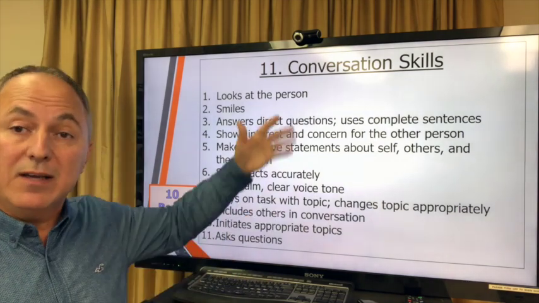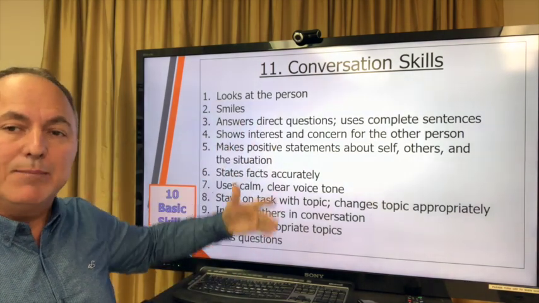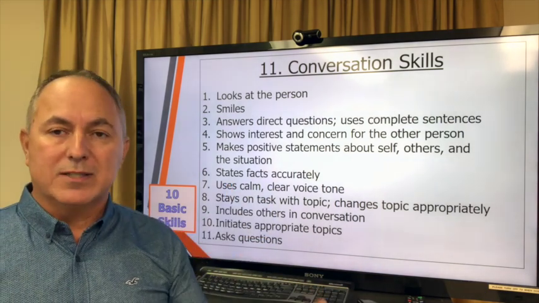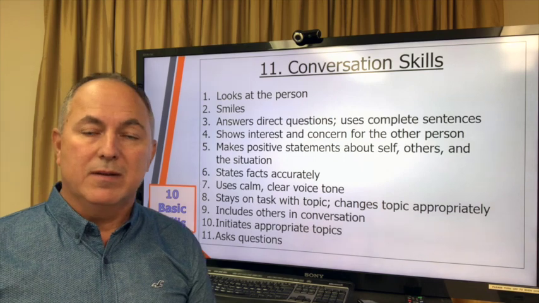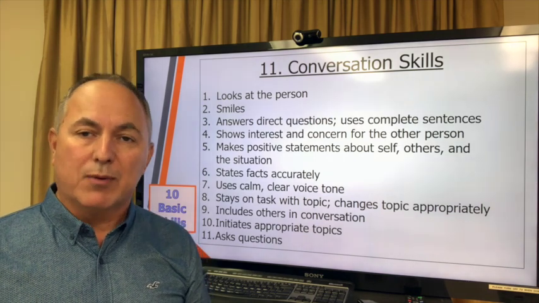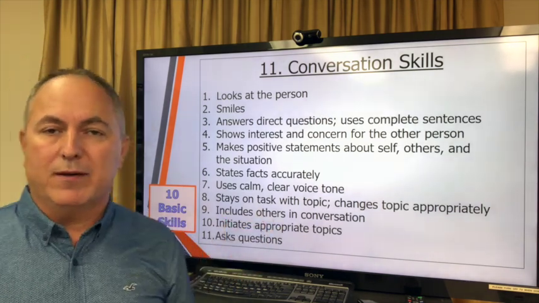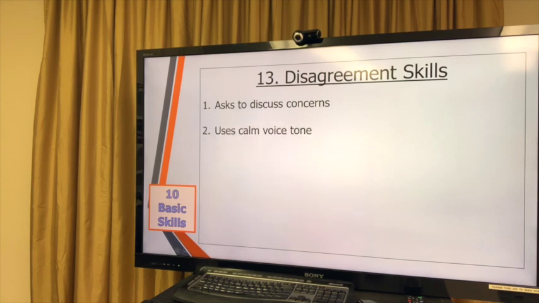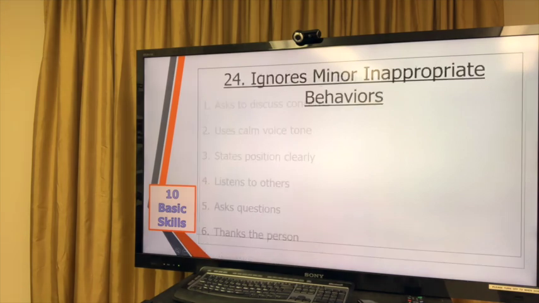We're simply identifying when any of these pieces are at play, are present, then we have an opportunity to do an appropriate positive teaching interaction or possibly a corrective teaching interaction so that youth can practice that part of a conversation skill. We also have disagreement skills, which is asked to discuss concerns, uses a calm voice tone, states positions clearly, listens to others, asks questions, and thanks the person.